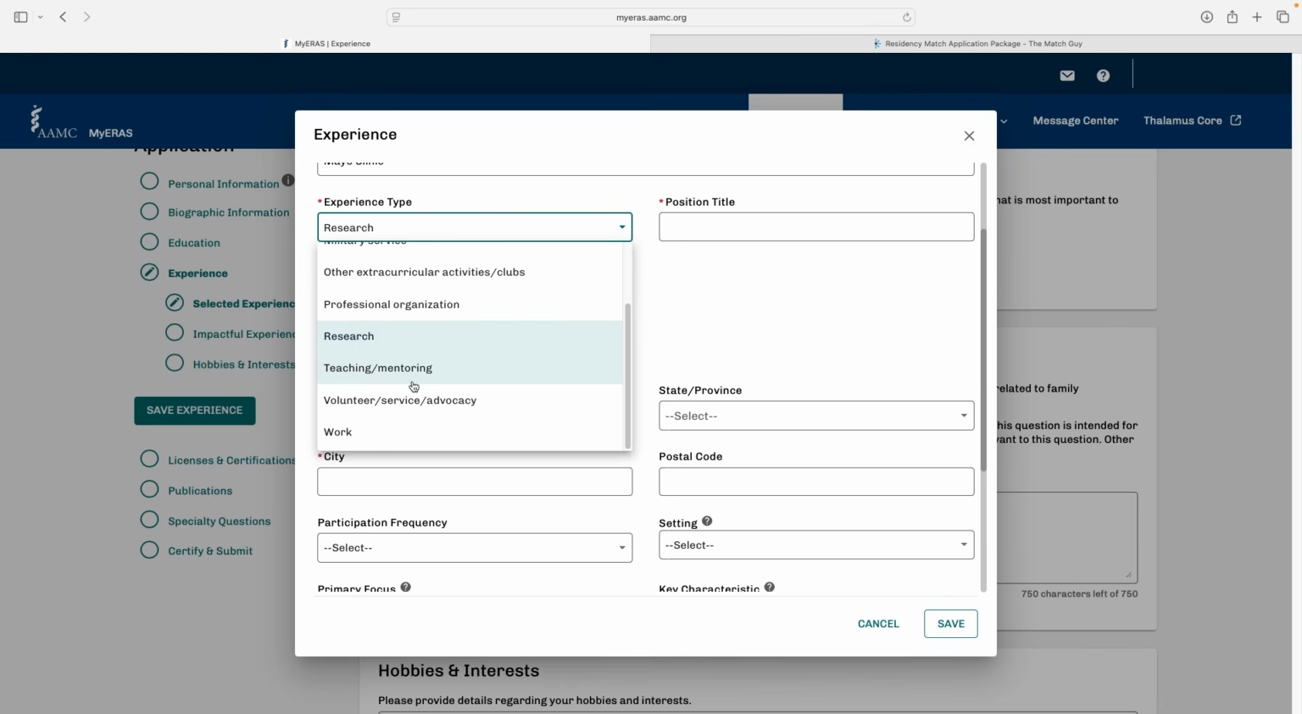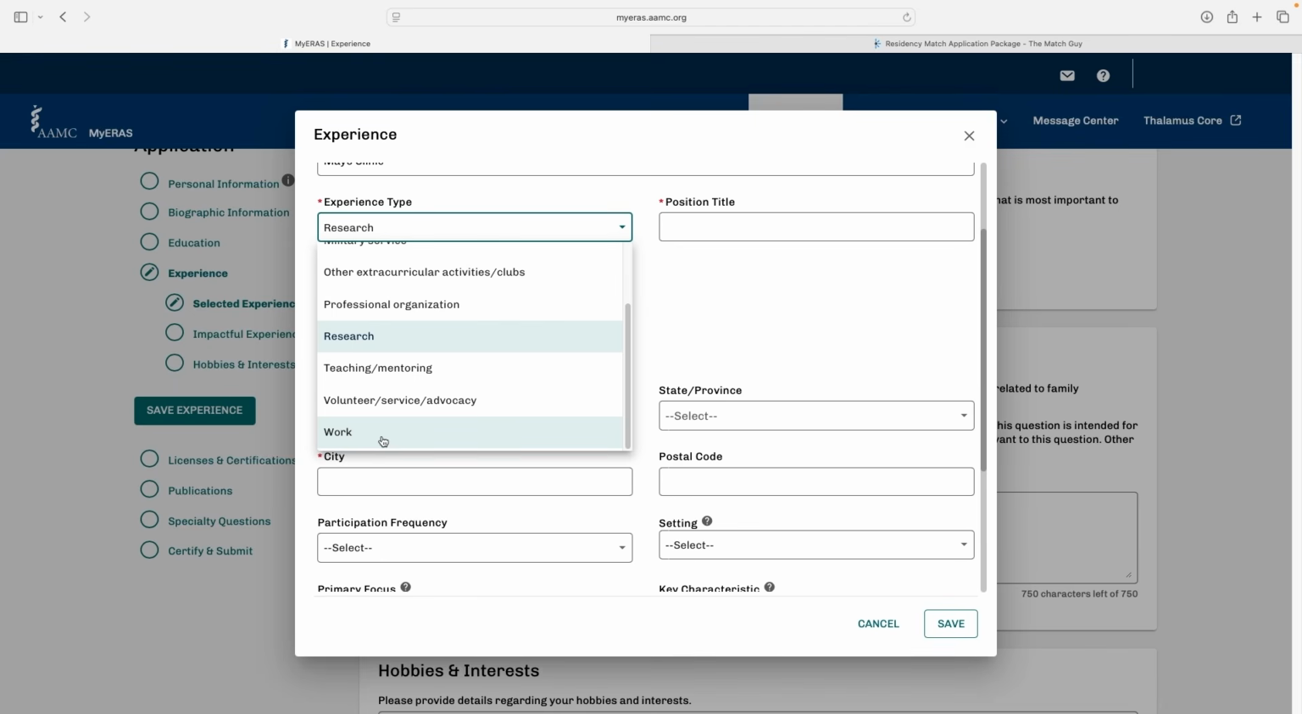Teaching / mentoring, self-explanatory. If you tutored or taught somebody, or you mentored somebody or a group of people, you can pick teaching / mentoring. If you did unpaid work, volunteering / service / advocacy, you can add that experience, and work is mainly paid work. So the main difference between these two is unpaid versus paid. And work could be in the medical field or not in the medical field.